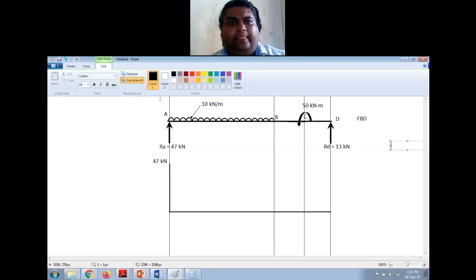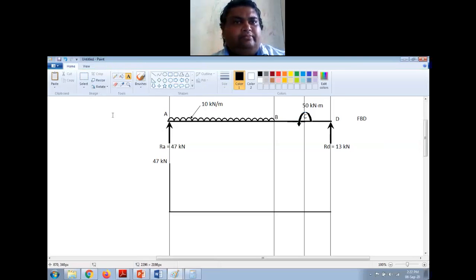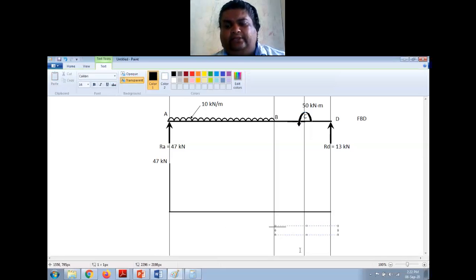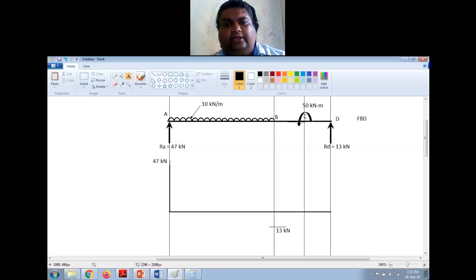Now let us say I'll mark a line here. Yes, this is representing 13 kilonewton on the negative side. So this is 13 kilonewton. Okay, now you join this point and this point using a straight line. The shear force variation is linear for UDL. Okay, you join this using a straight line like this.